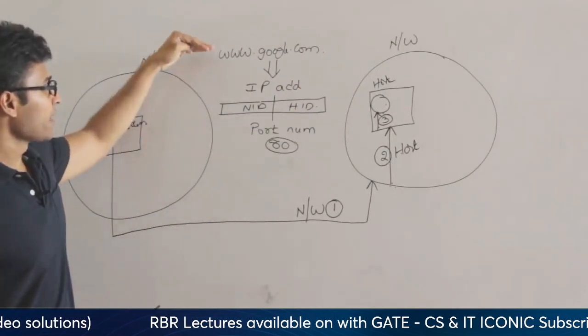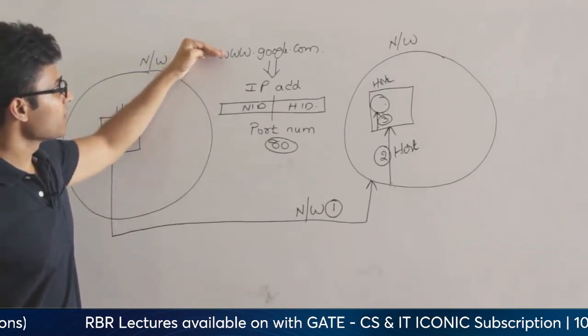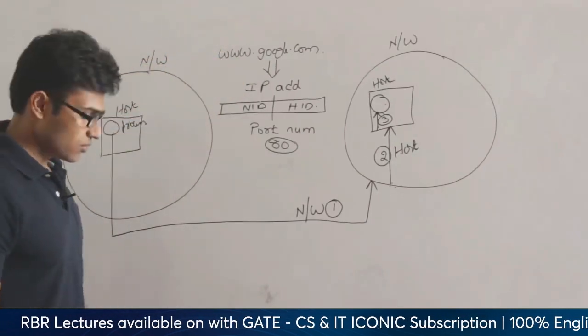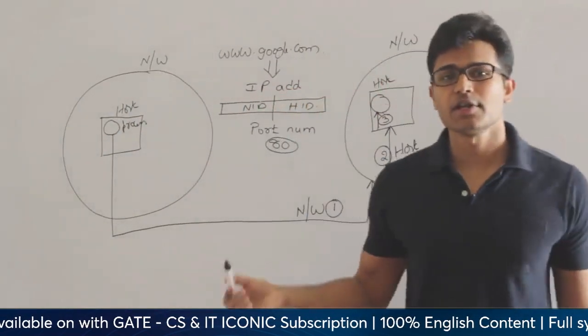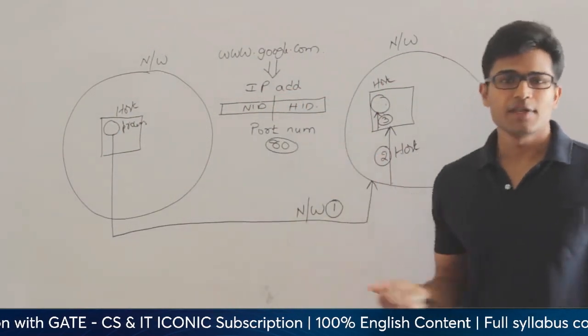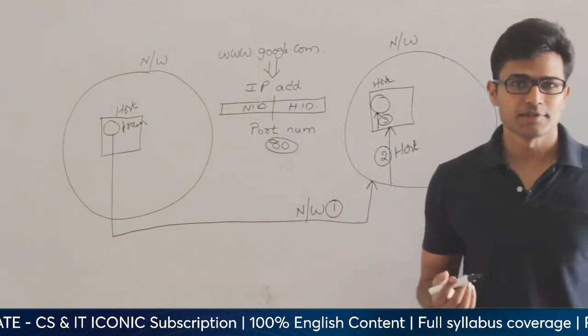Now the step is, how are we going to convert this domain name into an IP address? In order to do that, see, if you know the IP address directly you can contact the server, but then it is very difficult to remember the IP numbers, right?